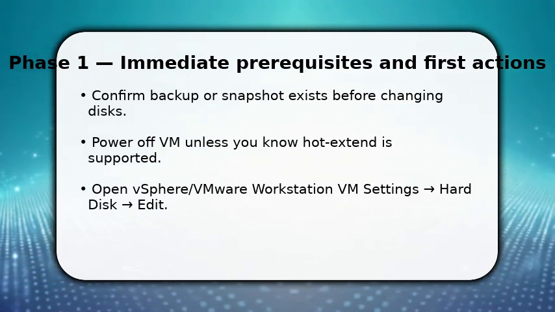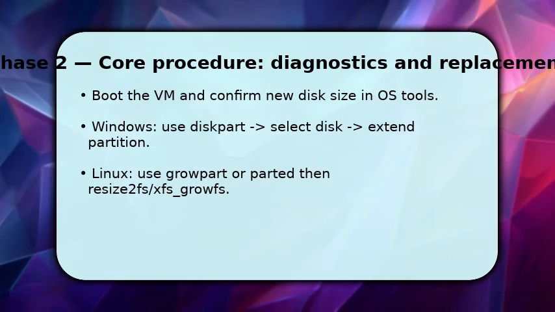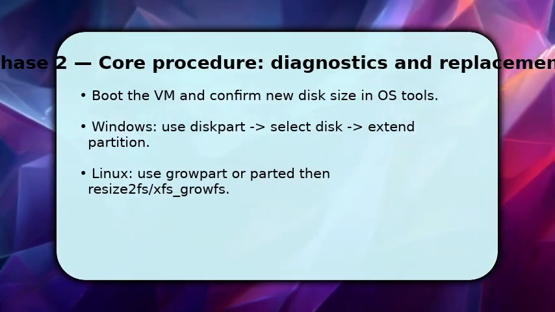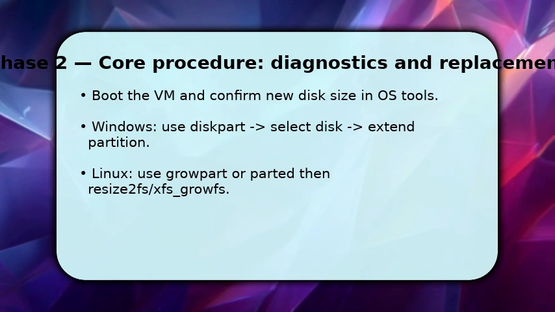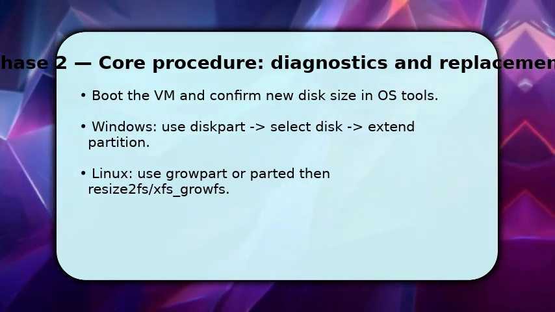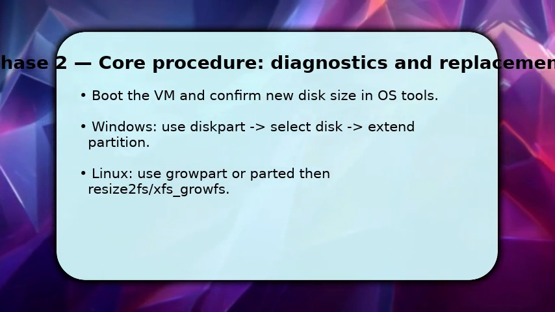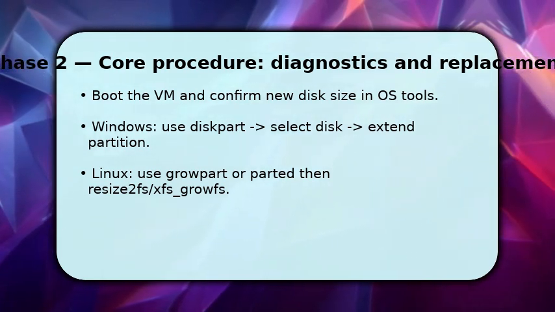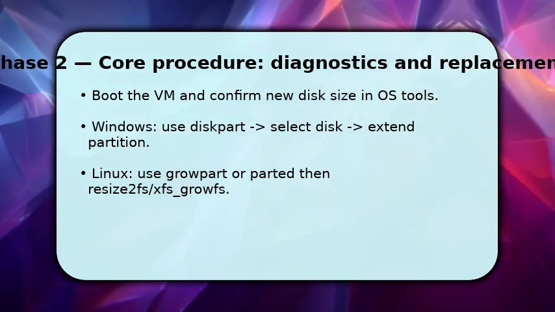Next, handle the guest file system. You boot the VM and immediately verify the OS sees the larger virtual disk. Use disk management on Windows or lsblk/lsl on Linux. For Windows, run diskpart. Select the correct disk and volume, then use the extend command to consume the new space.